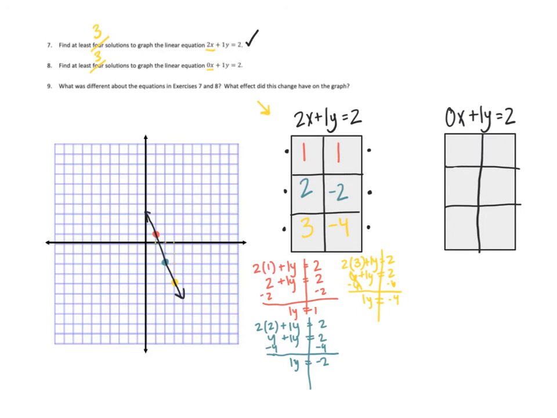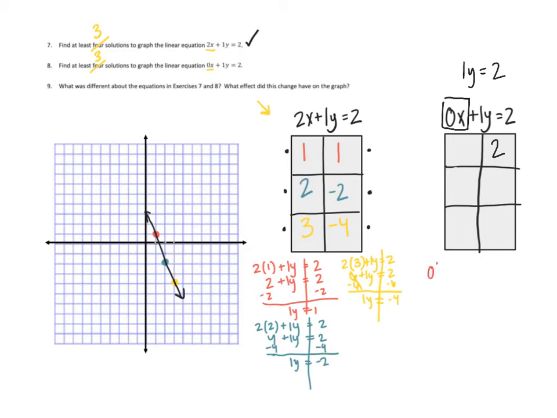Well, if there's 0 x's, then this actually simplifies to just say 1y equals 2, because 0 x's means there's nothing there. So what that means is that y equals 2. Now I'm going to plug in a random number for x and see if y is still going to be a 2. So maybe I put in 1 for my x.